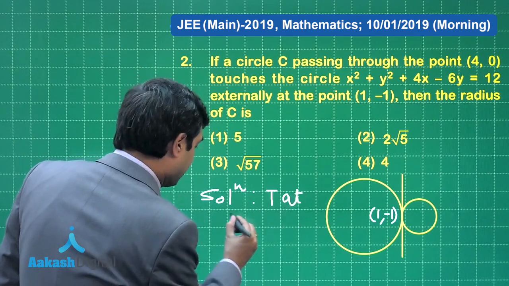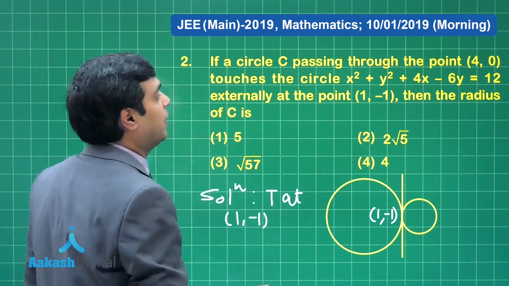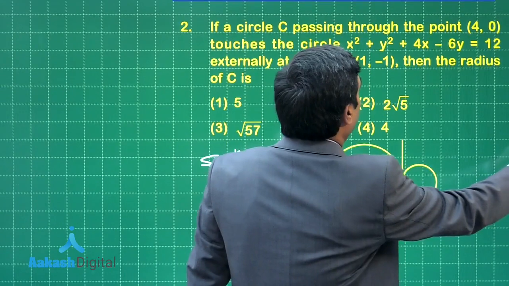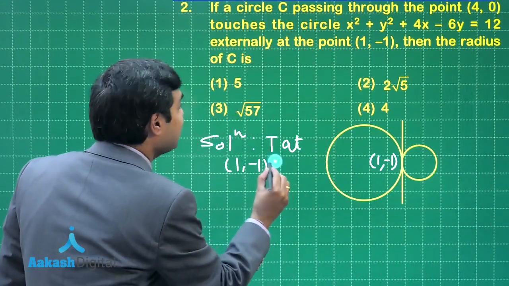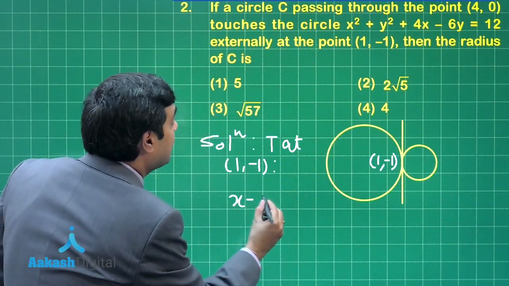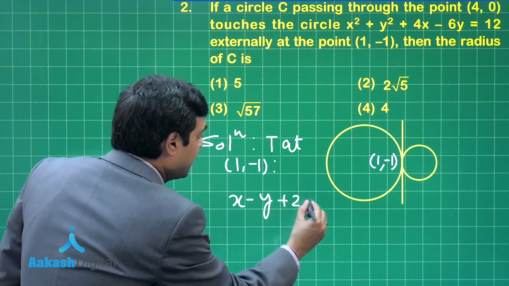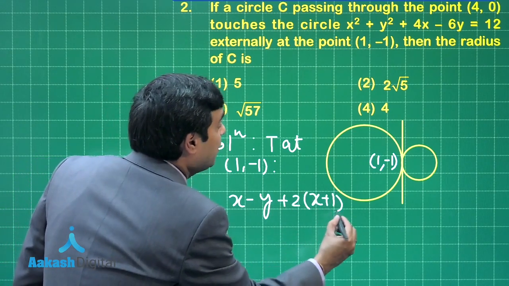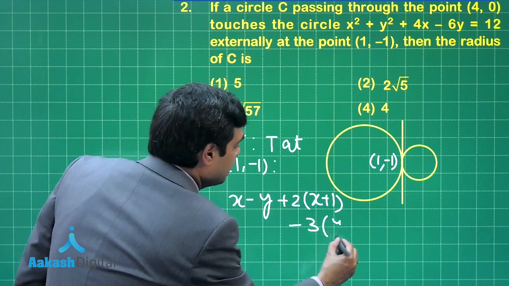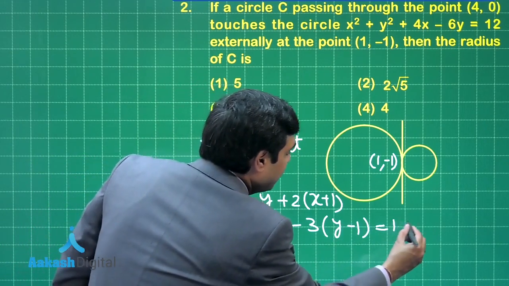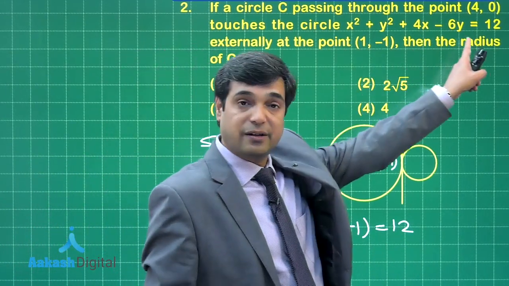Tangent at (1, -1). So let's find the equation of tangent for the given circle. This is simply given by x - y + 2 times (x + 1) - 3 times (y - 1) = 12 from this circle.